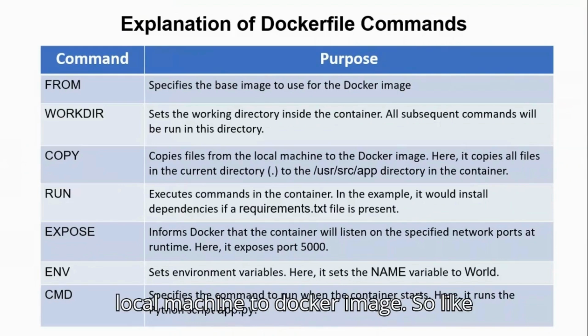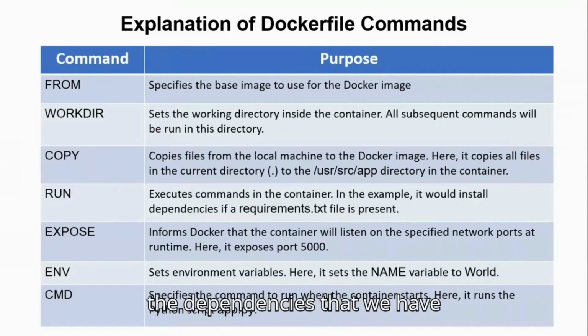Copies the files from the local machine to the Docker image. So it copies all the files in the current directory to the working directory. Next is RUN. Here it executes the commands in the container. For example, it will install the dependencies that we have included in the requirements.txt file in the above case.